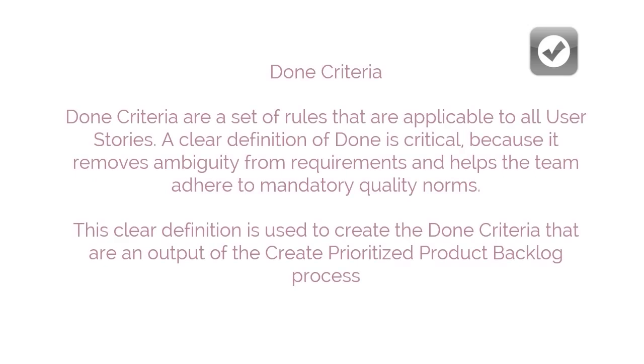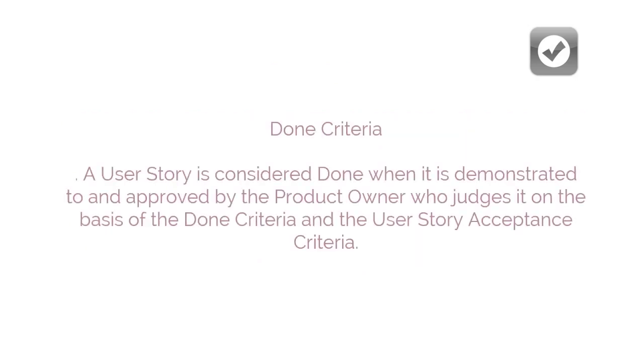Done criteria. Done criteria are a set of rules that are applicable to all user stories. A clear definition of done is critical because it removes the ambiguity from requirements and helps the team adhere to mandatory quality norms. This clear definition is used to create the done criteria that are an output of the Create Prioritized Product Backlog process. A user story is considered done when it is demonstrated to and approved by the product owner who judges it on the basis of the done criteria and the user story acceptance criteria.